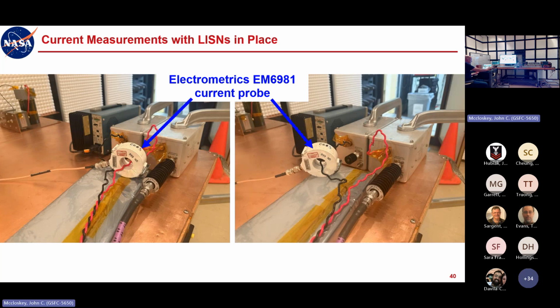So now this is a little bit of a non-standard thing I did, but to prove a point, with the LISN still in there, I wanted to take measurements of current. Not something we generally do, right? If you're doing CE102 with the LISN, you're measuring voltage. But we're ultimately measuring current through the capacitor network. So I want to do a side-by-side comparison of the current with the LISN versus the capacitor network.